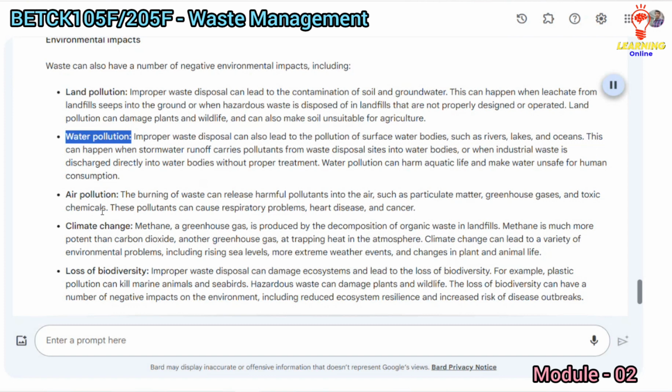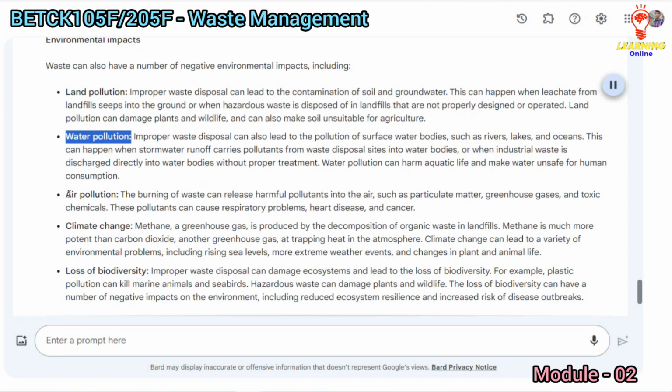Water pollution. Improper waste disposal can also lead to the pollution of surface water bodies, such as rivers, lakes, and oceans. This can happen when stormwater runoff carries pollutants from waste disposal sites into water bodies, or when industrial waste is discharged directly into water bodies without proper treatment. Water pollution can harm aquatic life and make water unsafe for human consumption.